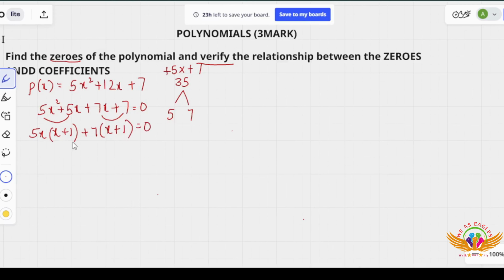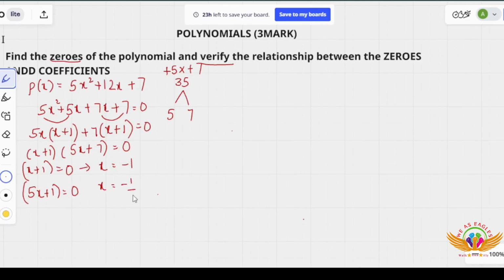Yeah. Now the common term is x plus 1 and the next term is 5x plus 7 is equal to 0. x plus 1 is equal to 0 and 5x plus 7 is equal to 0. From this term we are going to get the answer x equal to minus 1 and from this term we are going to get minus 7 by 5. So alpha is minus 1 and beta is minus 7 by 5. Now let us verify the relationship.